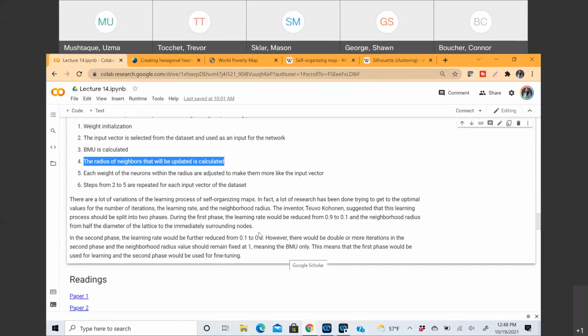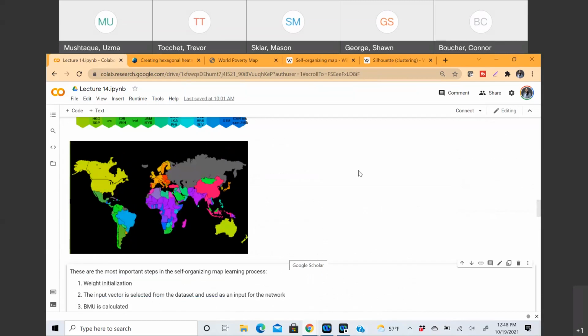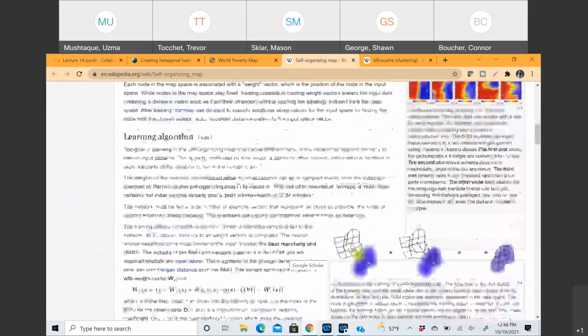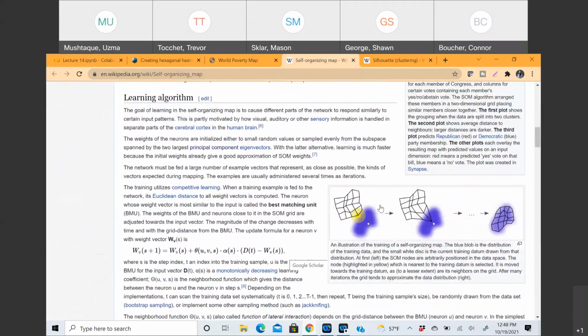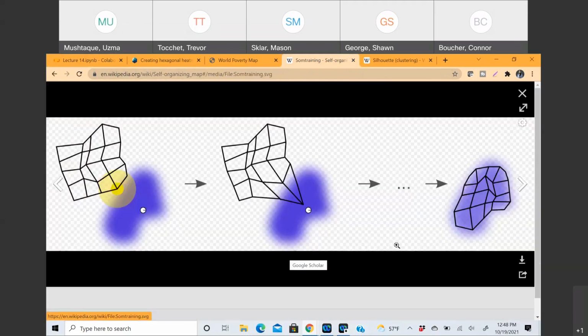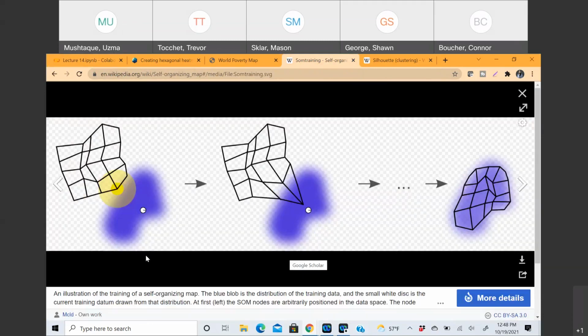What does that mean actually? If we go back to that Wikipedia article, that actually shows us a very nice visualization of what goes on. If you look at this picture here, this is a nice illustration of what's happening. So let's say this was my map. This is the space where my neurons are, this one here. And this is the space where my training data is, right?